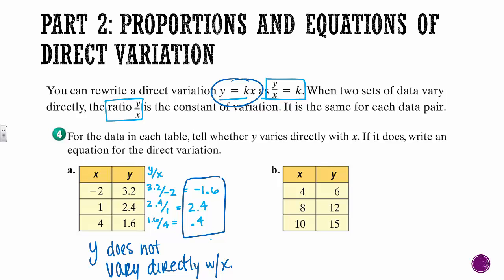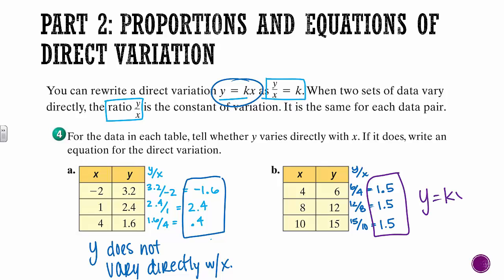So let's try the next one. Remember, we want the ratio of y divided by x to be the same. So 6 divided by 4 gives me 1.5. 12 divided by 8 also gives me 1.5. 15 divided by 10, guess what? 1.5. So because those are the same, we know that this varies directly. We can come up with an equation that looks like this, and what we just found right here, that ratio, is our k. So our equation is y equals 1.5x.